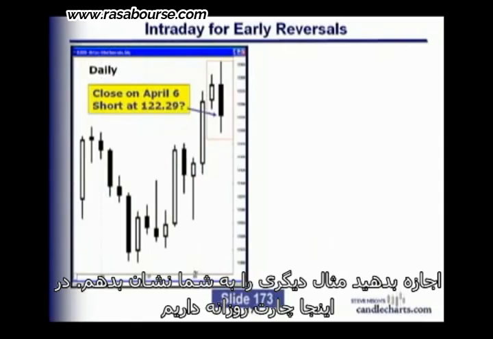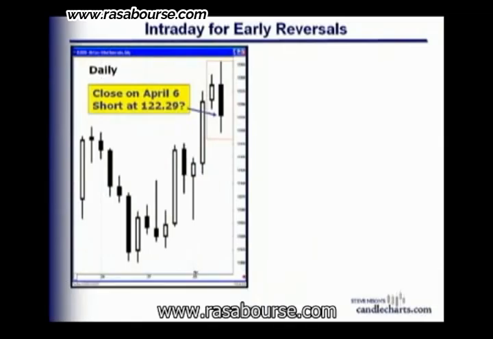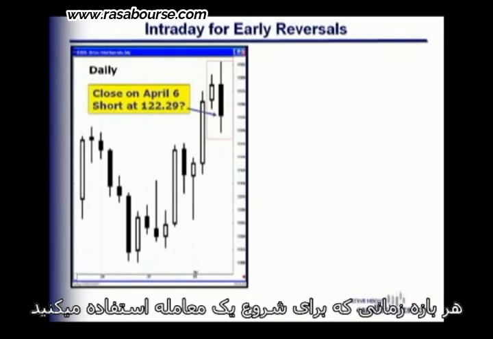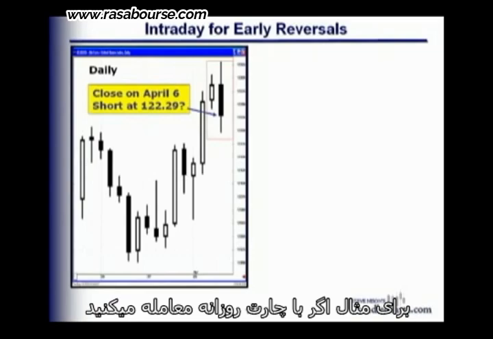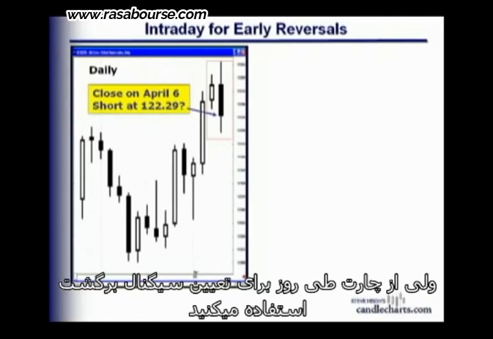This is the daily chart. Right. The target is whatever time frame you're using to initiate the trade, that is the time frame you should be used to set your targets. If you're trading with the daily chart, even if you're using an intraday to get early reversal signals, if you're a daily chart, I would be looking at that.